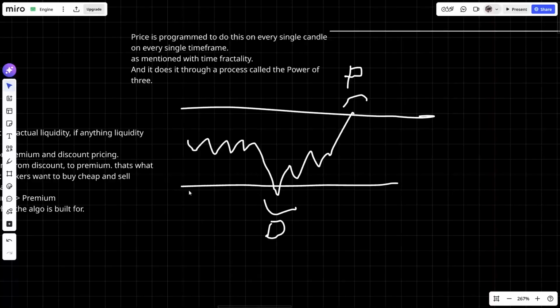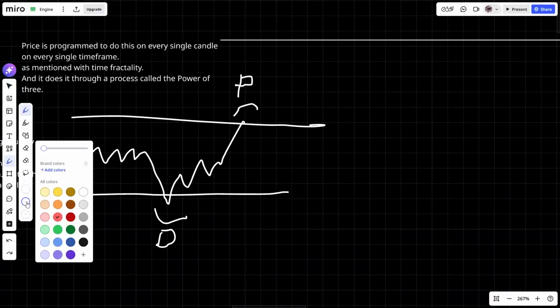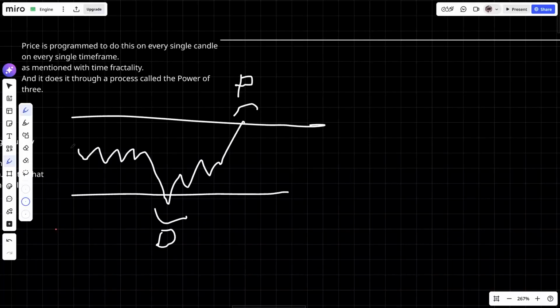So here, imagine this line right here is a low, and this line right here is a high. Price is programmed to do this on every single candle and every single time frame, and it's mentioned with time fractality. It does this through a process called the power tree. So here, I'm actually going to draw a little bit to help you understand this more. I'm going to use this green color right here. Imagine that, let's first finish this move right here. Imagine it does this, right? That's the whole move. The candle here would look like something like this.